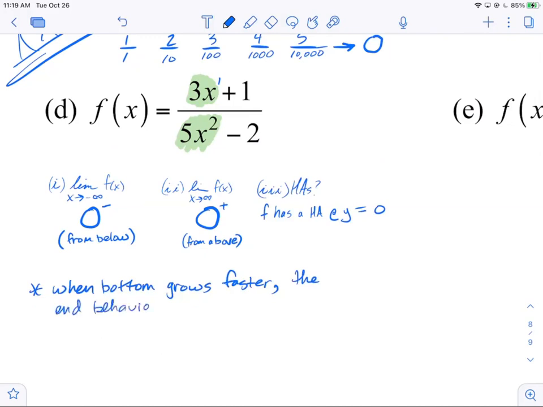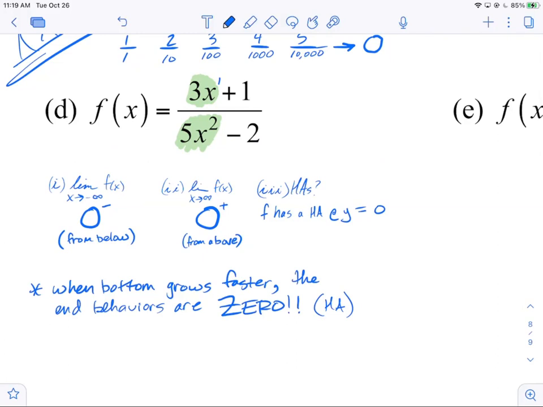the end behaviors are 0. Okay, which means that there's a horizontal asymptote. All right. I'm not going to put y equals 0, but you know that. The end behavior answers are the same as your y equals horizontal asymptote answers. Same thing. The limits are the analysis.